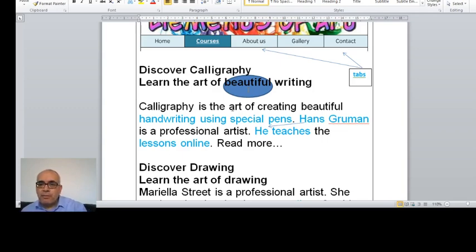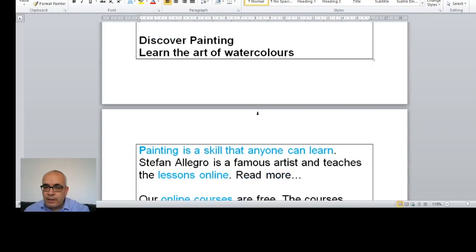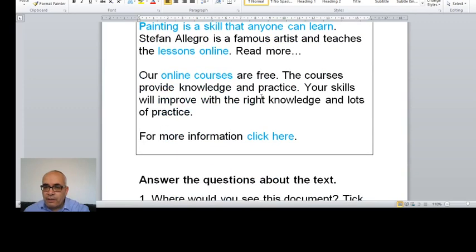Sometimes adjectives come after the verb. So if I say today is lovely, lovely is the adjective. It comes after is. And is, as you know, is a verb. So I find professional. I draw again a circle around it. I find famous, for example, I draw a circle around it.